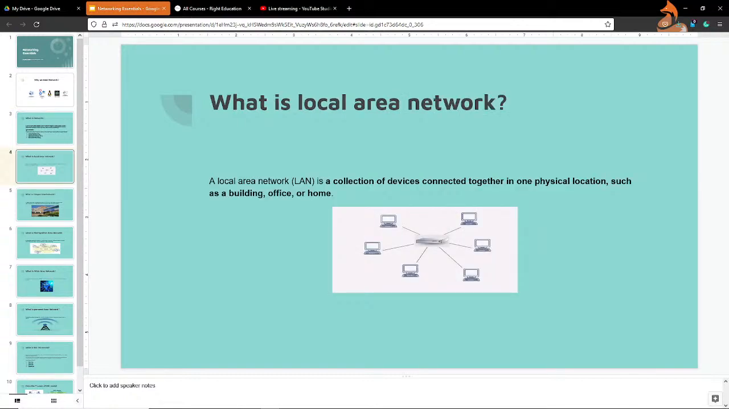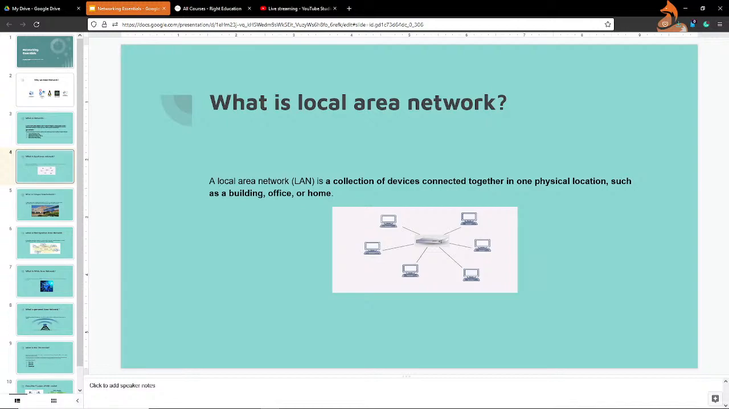So what is a local area network? A local area network is a collection of devices connected together in one physical location, such as a building, office, or home. You can think of it this way. Let's say we have a router or any networking service. You have your own personal computer, you have your own router. With the help of your router you can connect your home network, and if the router is Wi-Fi based, you can use it on your phone, your local computer, and your other Wi-Fi based appliances also. So that is locally connected to your environment.